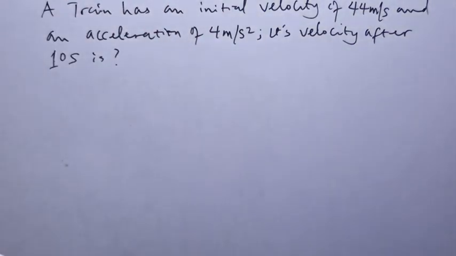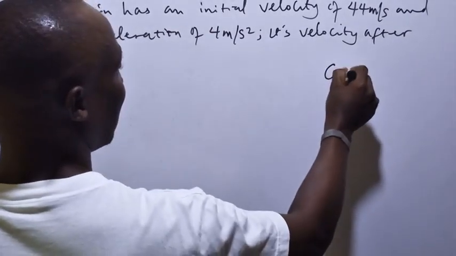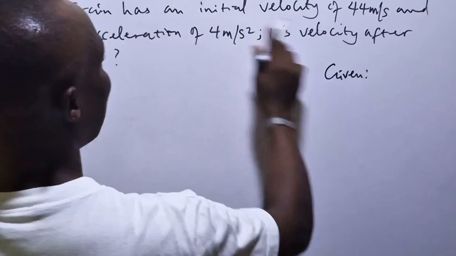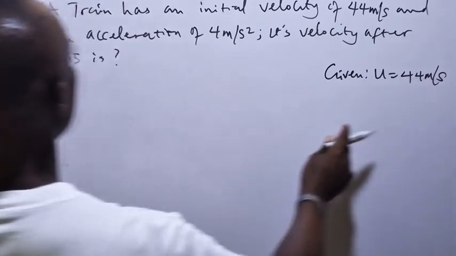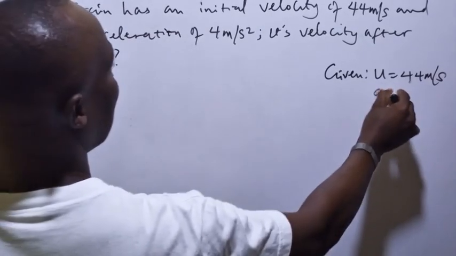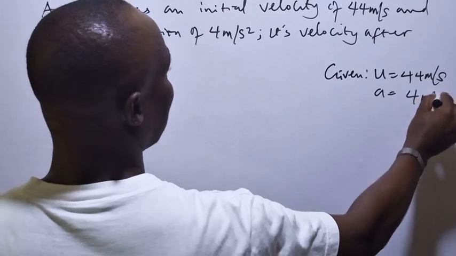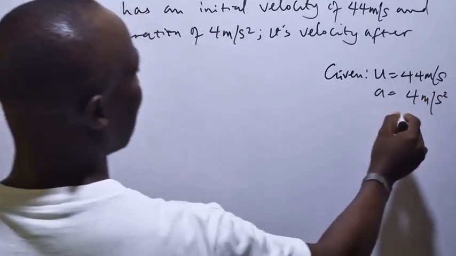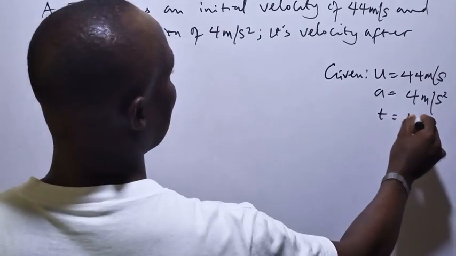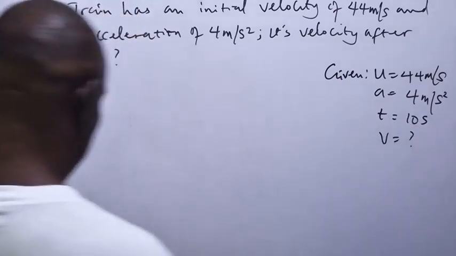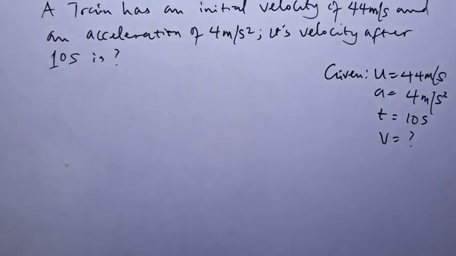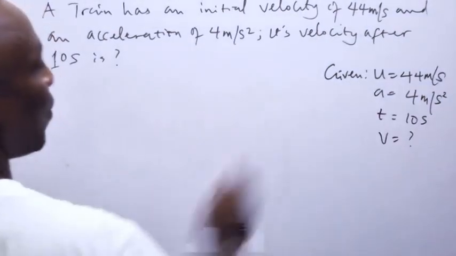So now, from the given, we have the initial velocity u is 44 meters per second. We also have that acceleration a is 4 meters per second squared. The time t is 10 seconds and the final velocity v is not given. With this, it's in fact almost 80% solved by getting what is given and knowing what you're looking for. Now from this, you get the formula.